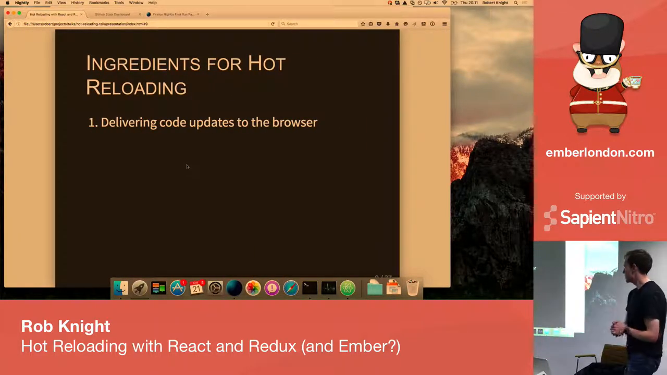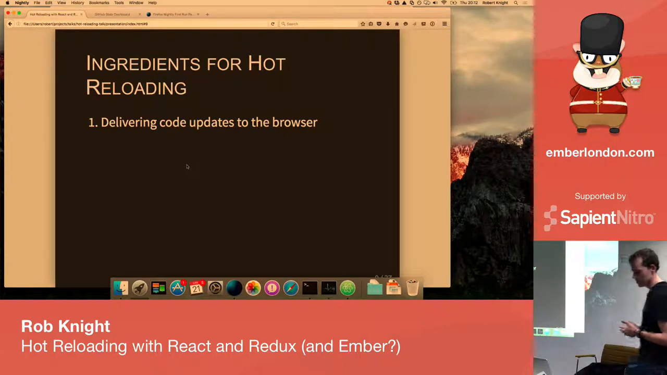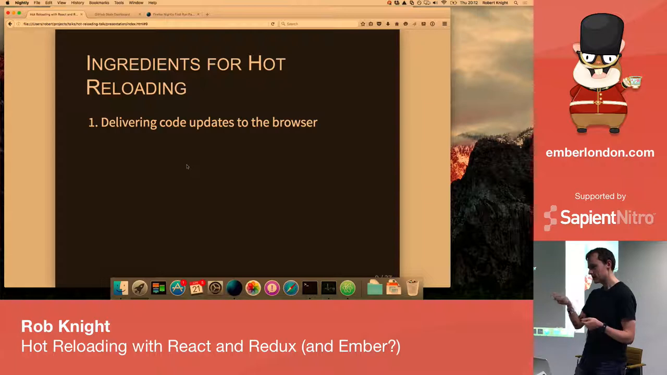So the first ingredient in hot reloading is delivering a code update from a file on disk. So I go and edit a source file, I save a change, and then we need to get that code into the browser, and we need to do it in such a way that the code on the page is given a chance to apply that change. So if you're using Ember CLI and you make a change to some JavaScript, it will reload the entire page and it will lose all the state there. Whereas here we want to somehow give the existing code on the page a way to say, okay, there's a new version of a component available, can we swap it in?